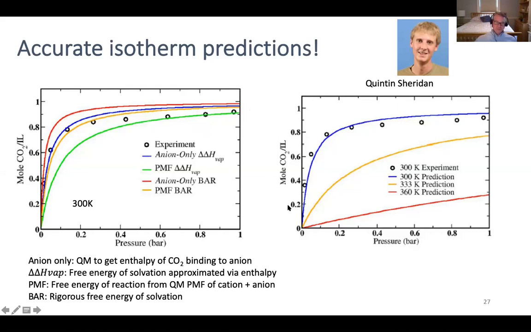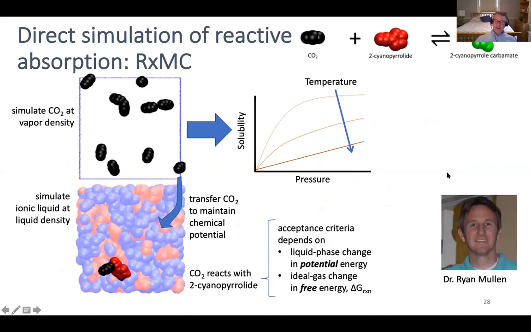A postdoc in my group, Ryan Mullen, said, I want to calculate this directly with a Monte Carlo method. He said, why can't I just take CO2 in the gas phase, translate it back and forth with the liquid phase, and then allow reactions to take place with the Monte Carlo method? There's something called reactive Monte Carlo, or RxMC. If you could do that, you could just do this directly without having to construct this thermodynamic cycle.